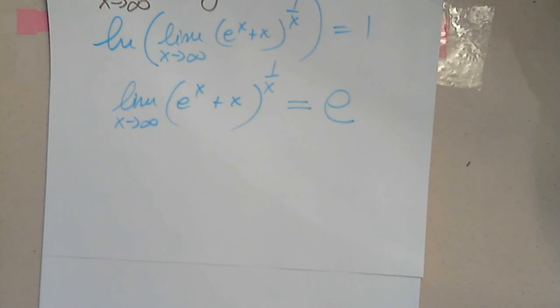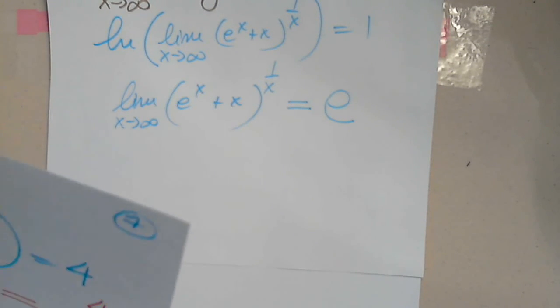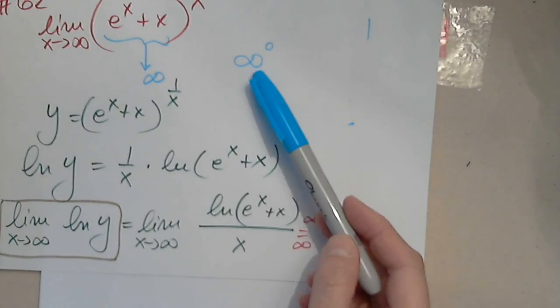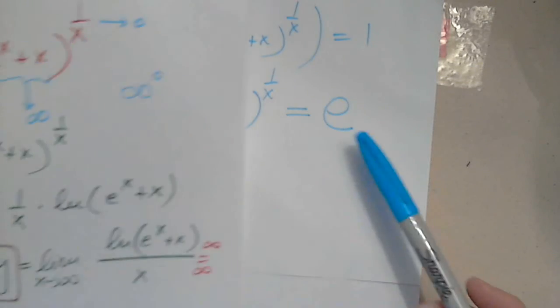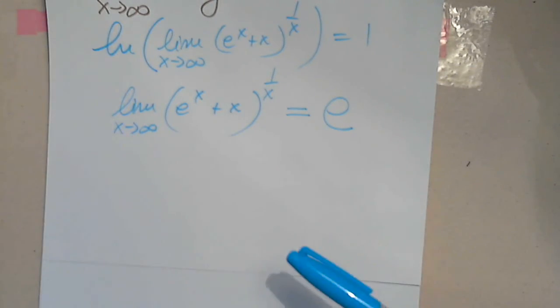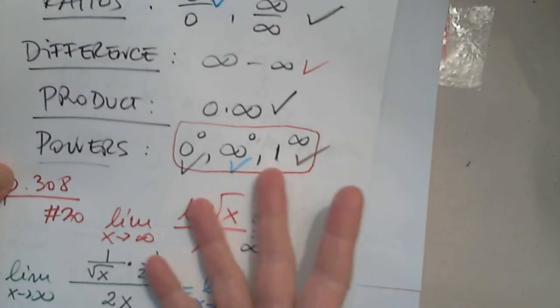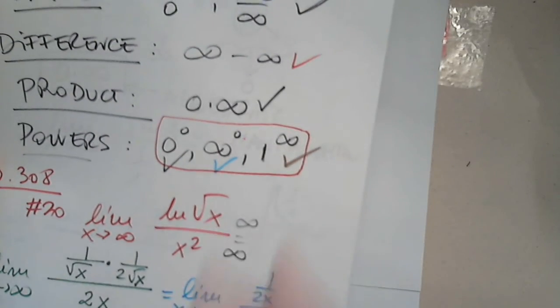And again, no one can predict this. Infinity raised to 0 ended up being e. That's why these are called indeterminate cases. No one can predict anything. Anything can happen.